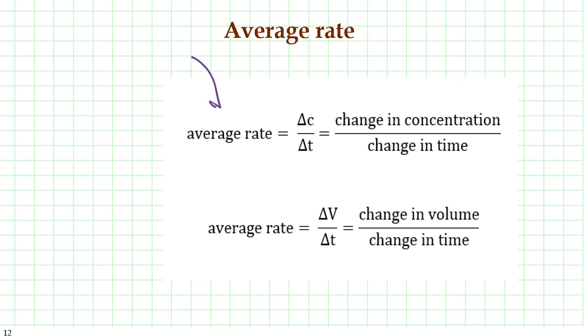So I mentioned that we could look at that rate of reaction by looking at the change in concentration over the change in time. We can look at change in concentration of either the reactants or the products. I can also look at volumes over time. Average rate is going to be from the very beginning of the reaction to the very end of the reaction.